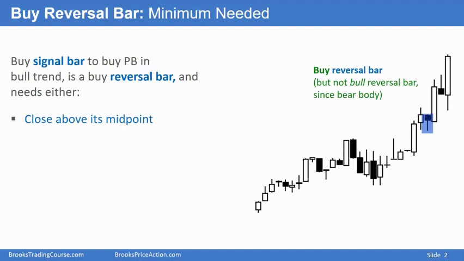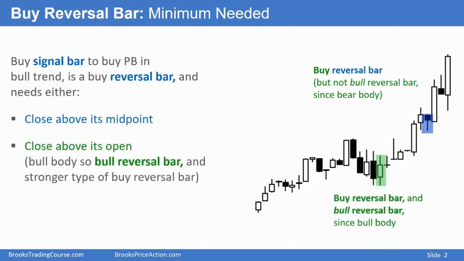and then they'll get filled right here. This is not a bull reversal bar because it has a bear body. So it's a bear bar, but it is a buy reversal bar. It's reversing an attempt to reverse the trend. So the bulls are reversing the market back up again. And you see that by the bar closing above its midpoint.